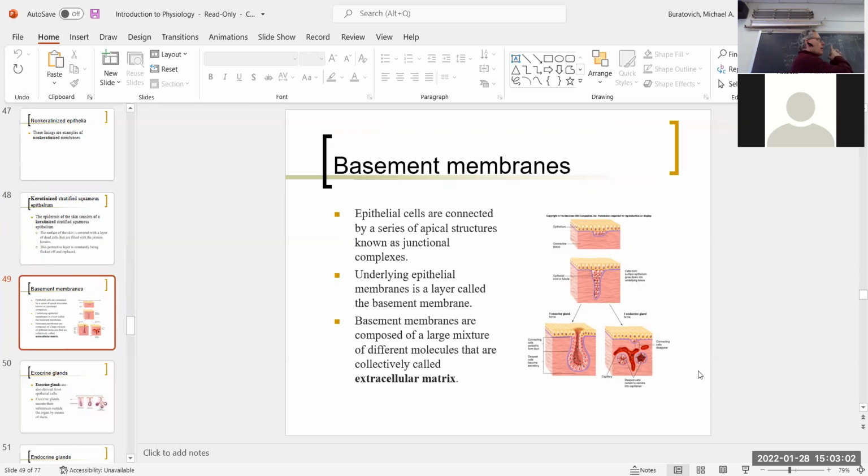As we said, the epithelium sits on a basement membrane. This basement membrane consists of these extracellular matrix molecules. It's a mixture of rather complicated molecules, all very interesting. And this gamish of molecules is just collectively known as extracellular matrix.